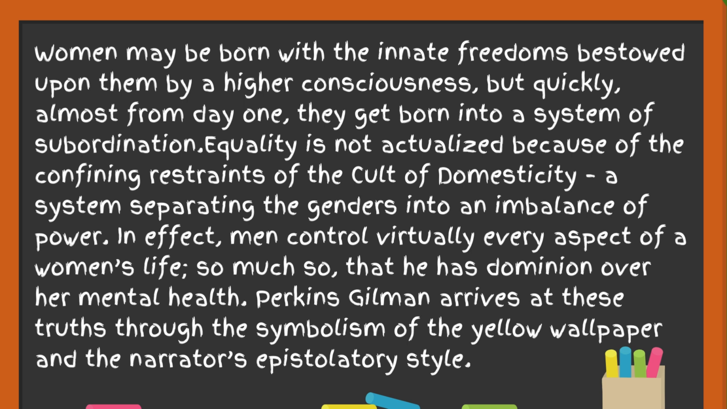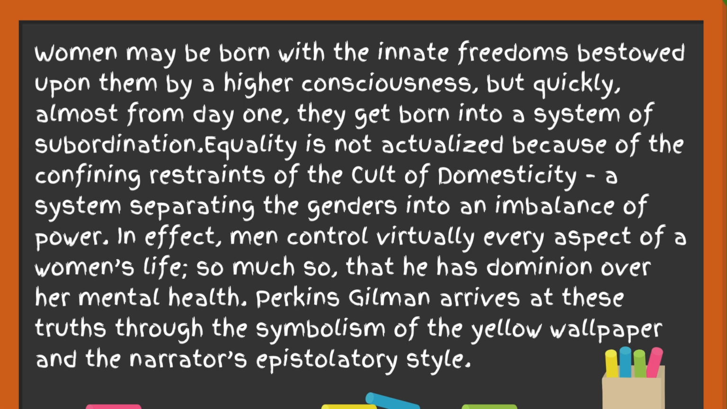Women may be born with the innate freedoms bestowed upon them by a higher consciousness, but quickly, almost from day one, they get born into a system of subordination. Equality is not actualized because of the confining restraints of the cult of domesticity, a system separating the genders into an imbalance of power. In effect, men control virtually every aspect of a woman's life, so much so that he has dominion over her mental health. And now we're getting to the construction of meaning. Look at this. Perkins Gilman arrives at these truths through the symbolism of the Yellow Wallpaper and the narrator's epistolatory style.